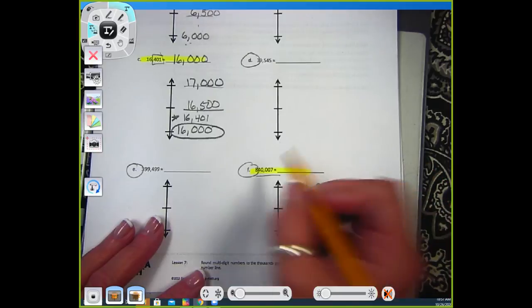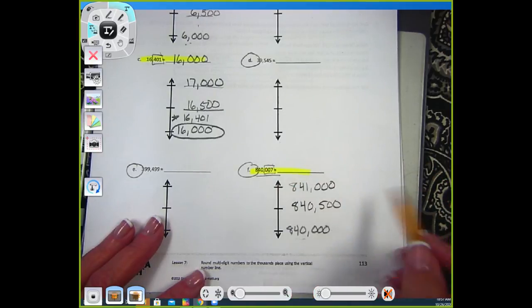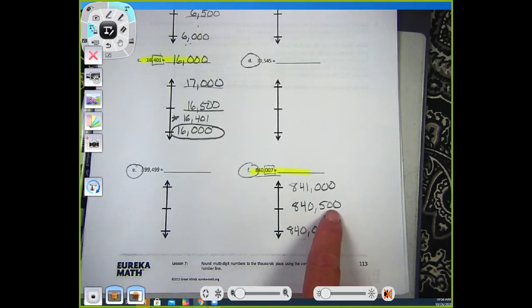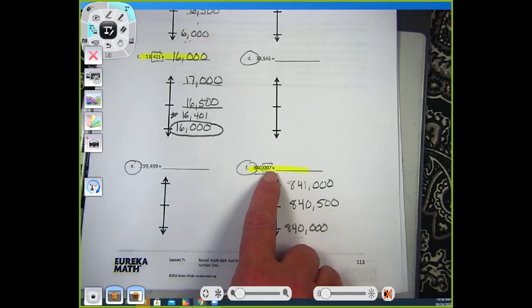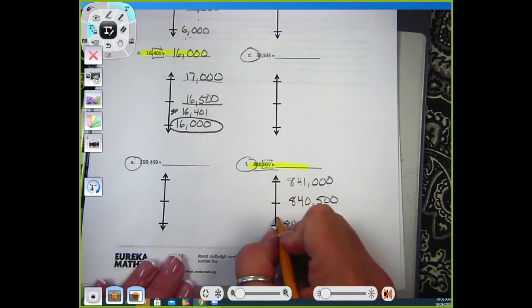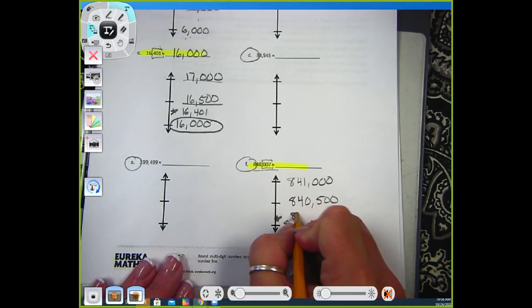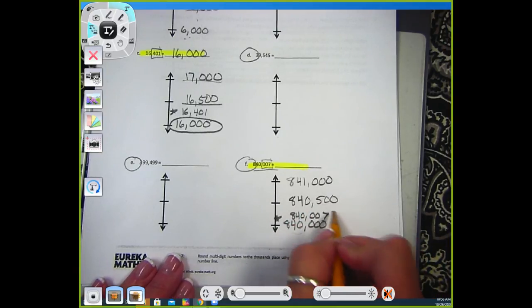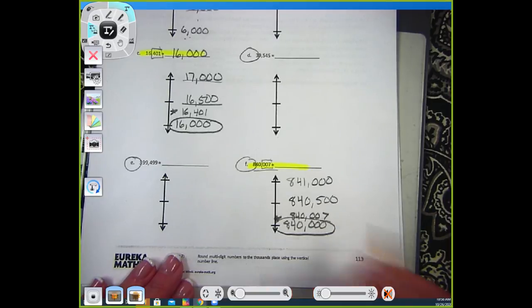Now I need to plot my number, 840,007. So if I just look at the 7, is it below or above my 500? I have 500 and I have 7 here. Below. It's going to be hanging out way down here. So my rule on the vertical number line: if it's below my midpoint, it rounds to my lower endpoint.